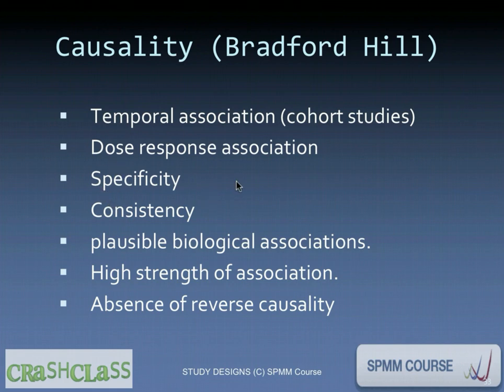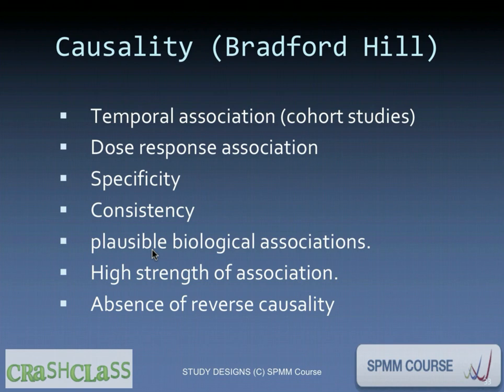Specificity. If A causes B, then nothing else should cause B. A must be specific to B and B must be specifically caused by A. Now, this kind of specificity often fails in multifactorial disorders like diabetes, like schizophrenia, depression, and all other psychiatric disorders. So, we can't often hold specificity argument for most causal arguments. Consistency. Every time you see A, you should see B as well.